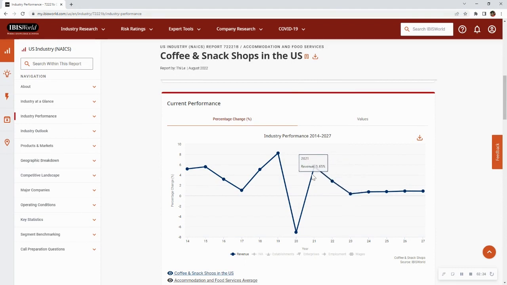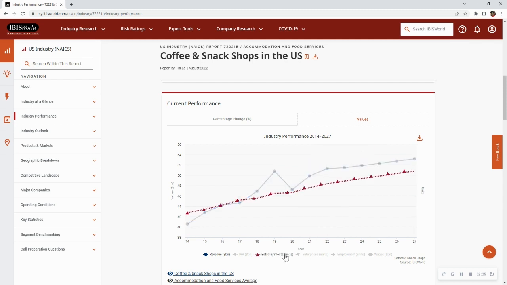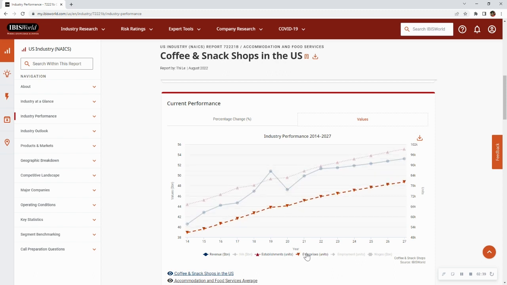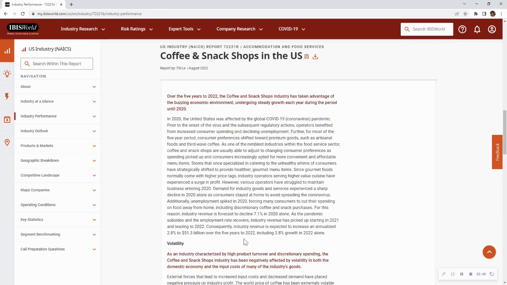So you can see year by year us tracking the revenue figures and how that's ebbed and flowed. We'll also take a look annually how much in total the industry is looking like so you can get a good idea of market size and things like that. And we can also take a look at the number of establishments, enterprises, total employment, all here graphed on this chart for you.